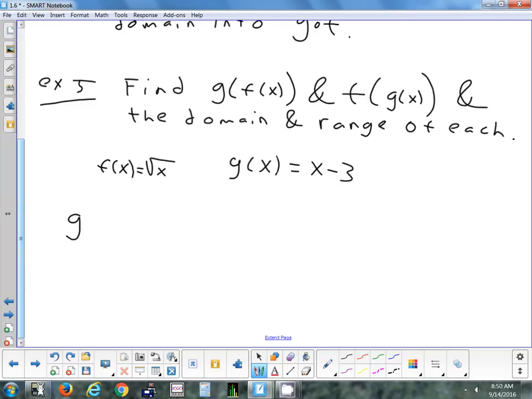All right, so I'm going to find g of f of x. Okay, f of x is the square root of x. So in function g, replace x with the square root of x. And then the final answer is the square root of x minus 3.